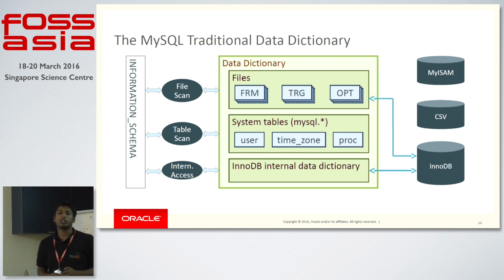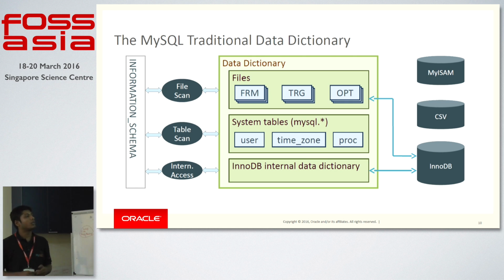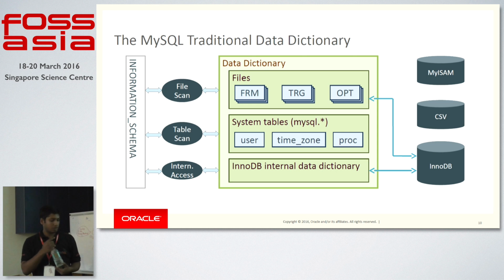When the information schema queries the data dictionary, it has to do either a file scan, table scan or internal access to the data dictionary to fetch the metadata, and the storage engines communicate through the data dictionary. This is not the most popular way to store the data dictionary. The other databases mostly use relational tables to store the metadata.